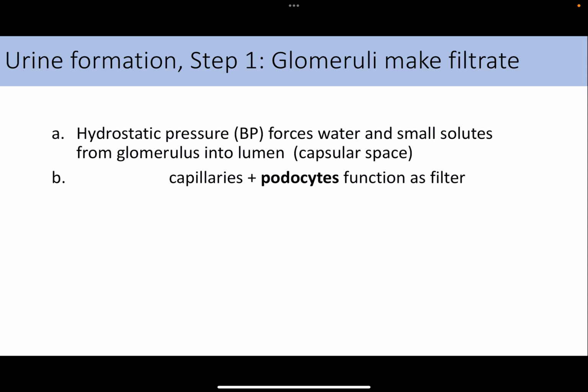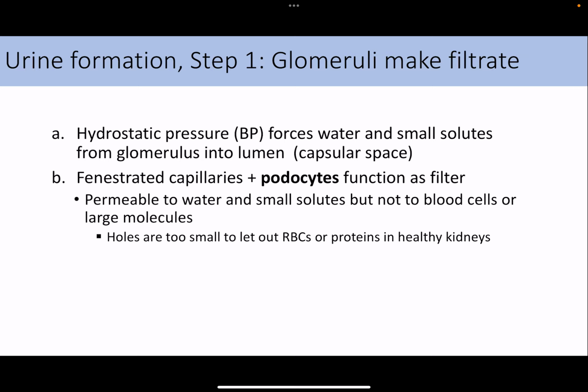So again, blood pressure ultimately is going to force water and small solutes from the glomerulus into the capsular space. Again, what kind of capillaries do we have at the kidneys? The fenestrated capillaries, plus we have this extra filter on top. We have these cells called podocytes, which are like finger or foot-like cells that act as a second layer for filtration. I'll show you that in a second. These fenestrated capillaries plus the podocytes on top are permeable to water and small solutes, but not to blood cells or large molecules like proteins, like we said. So the holes are too small to let out red blood cells or proteins in healthy kidneys.